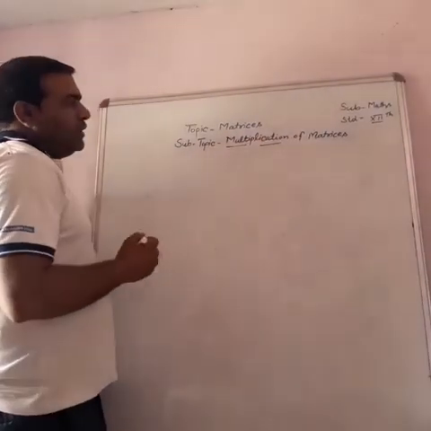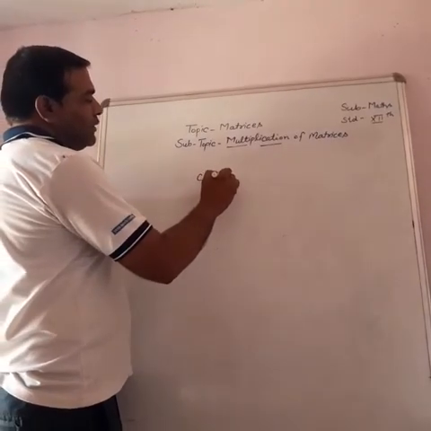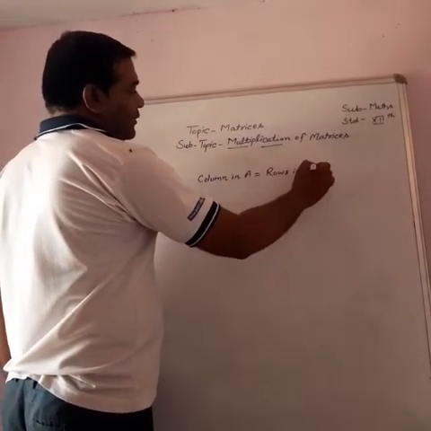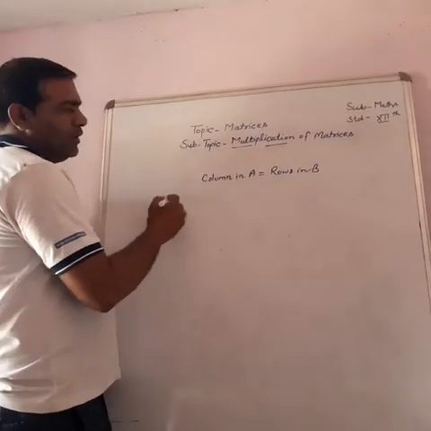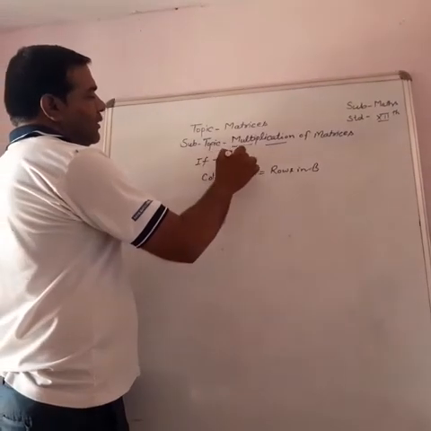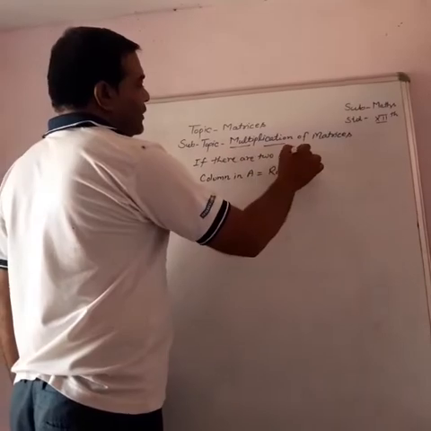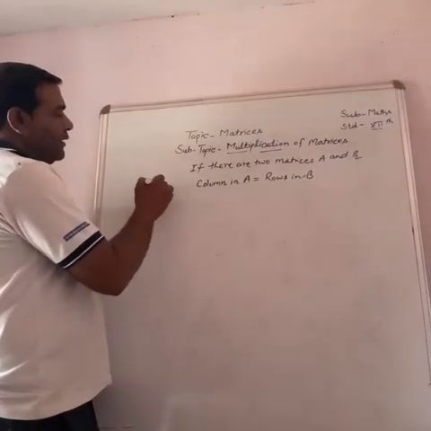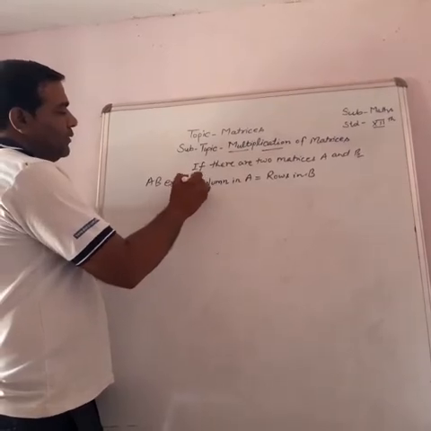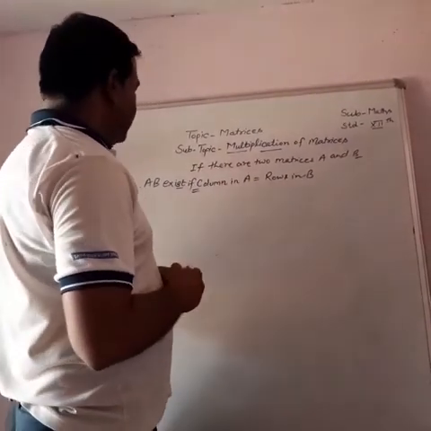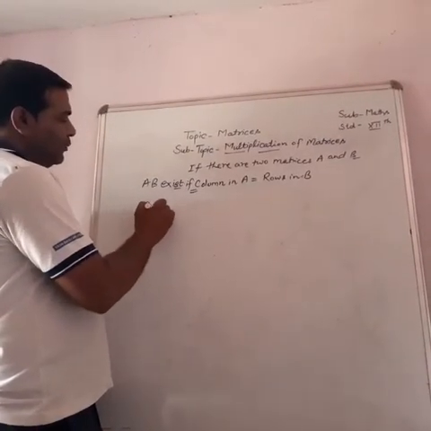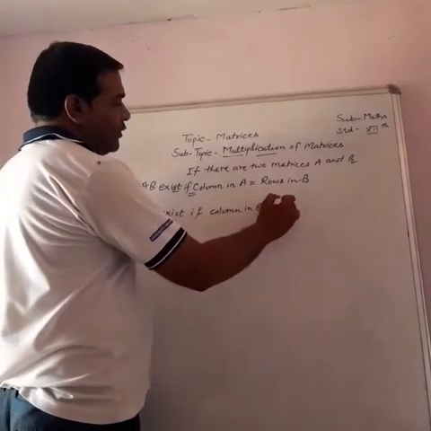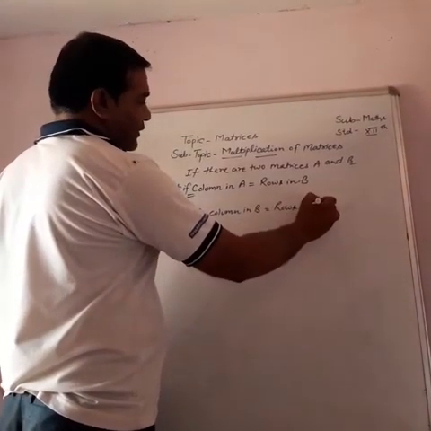Multiplication of matrices is determined if columns in matrix A is equal to rows in matrix B. Okay, if there are two matrices A and B, then AB exists if columns in A is equal to rows in B. Inversely, we can say BA exists if columns in B is equal to rows in A. Okay.